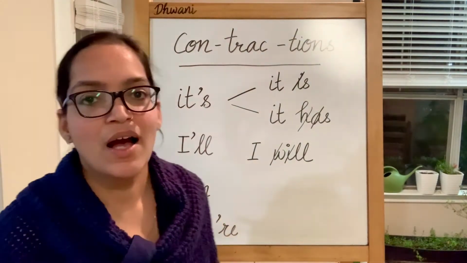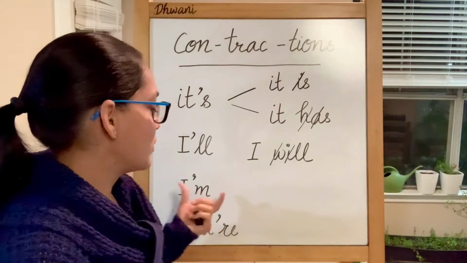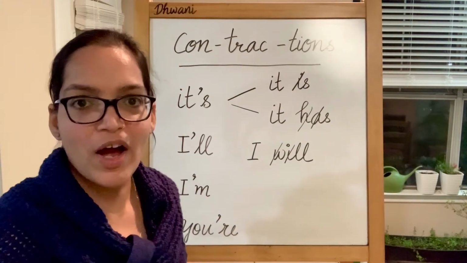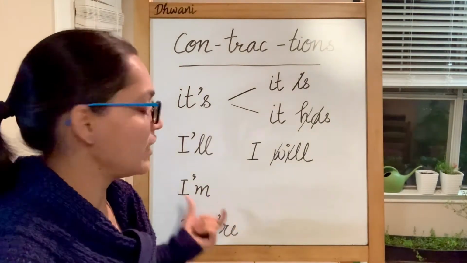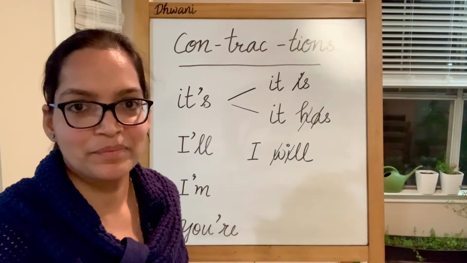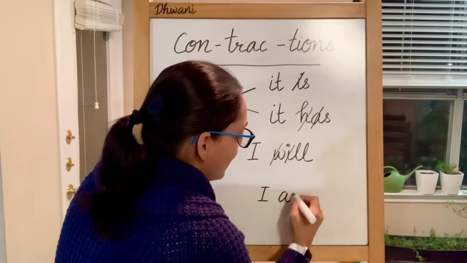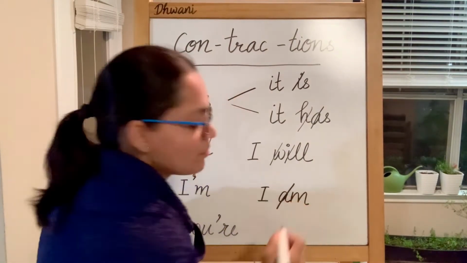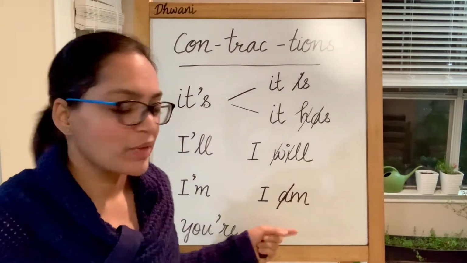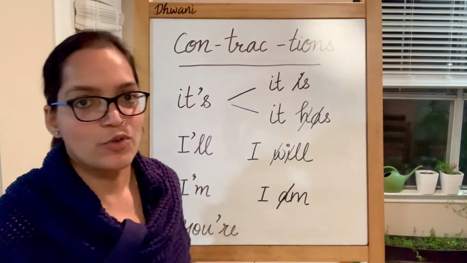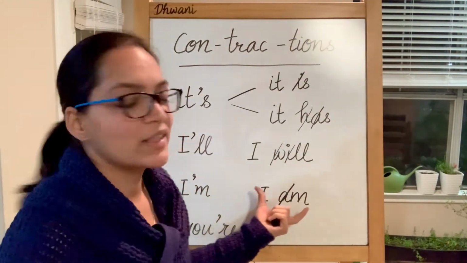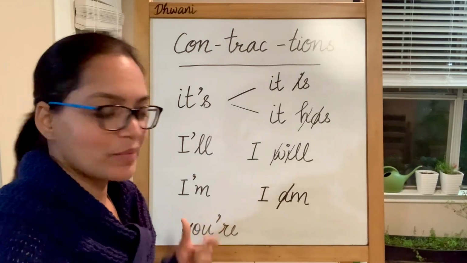Next one is I'm. So this is the shortened form of I am, and this is read as I'm. I take away A, put an apostrophe in place of A, and write it as I'm.